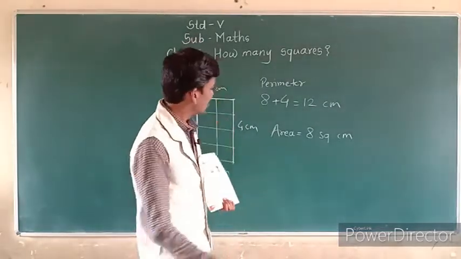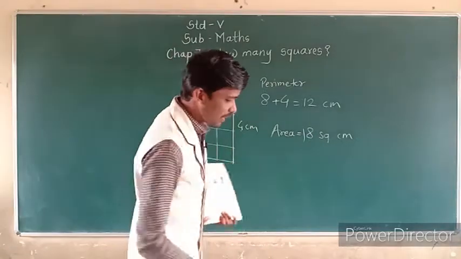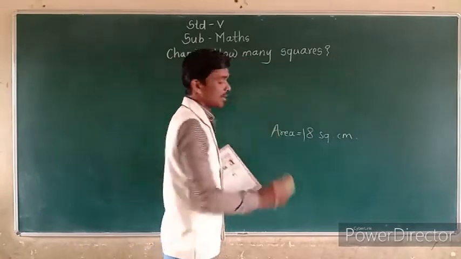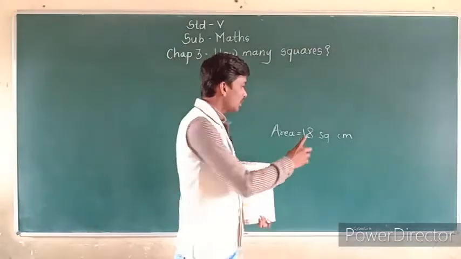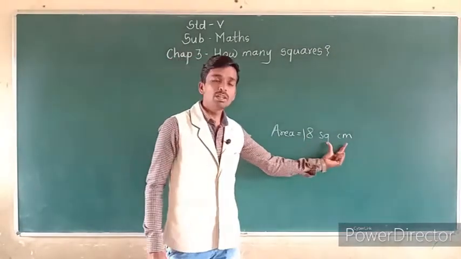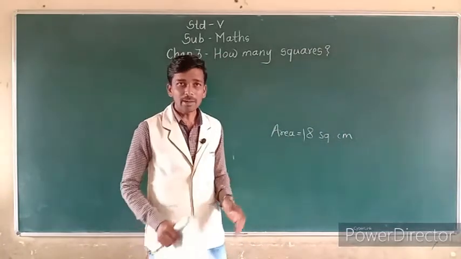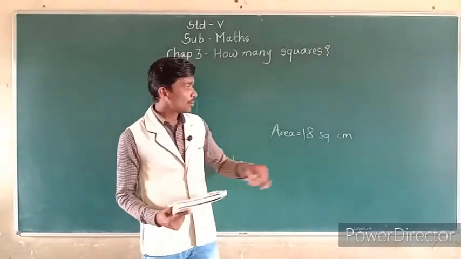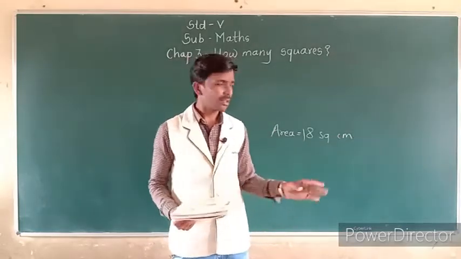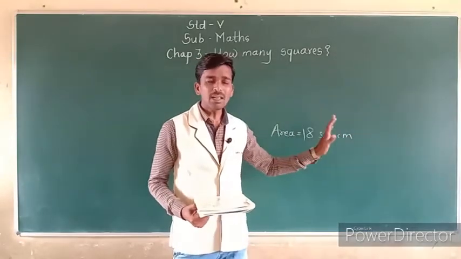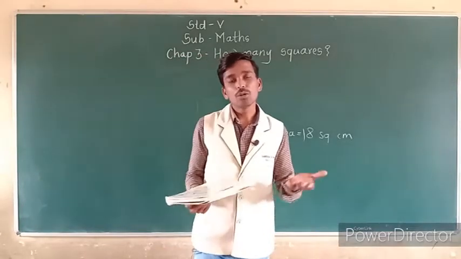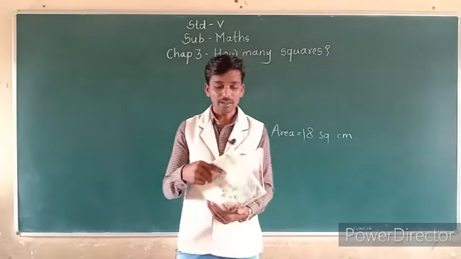The area of the stamp A is 18 square centimeter. Like that you can write the area by using these units. These units are most important. In area we have to use square units, means square centimeter, square meter. And in perimeter what do we use? Only centimeter, meter, kilometer, like that you can use in perimeter.